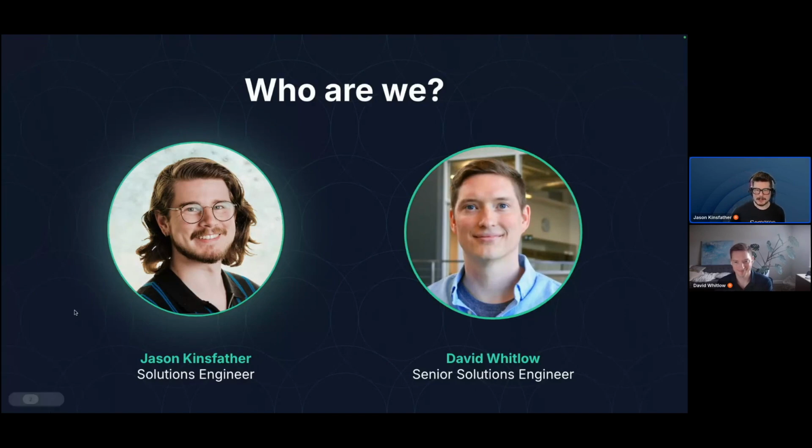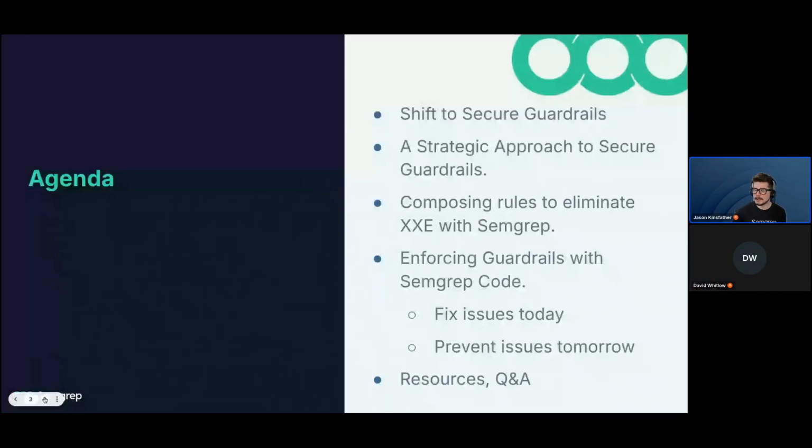And with that, who are we? But also, what are we going to do today? Today, we'll talk a little bit about what secure guardrails are, how we use them, and how we can take a strategic approach to rolling them out. We'll discuss composing rules for secure guardrails with Semgrep, specifically tackling the vulnerability class XML external entity injection. And then we'll talk about how Semgrep can help you enforce guardrails with Semgrep Code. If we have any time left, we'll have a Q&A session. But with that, let's get started.